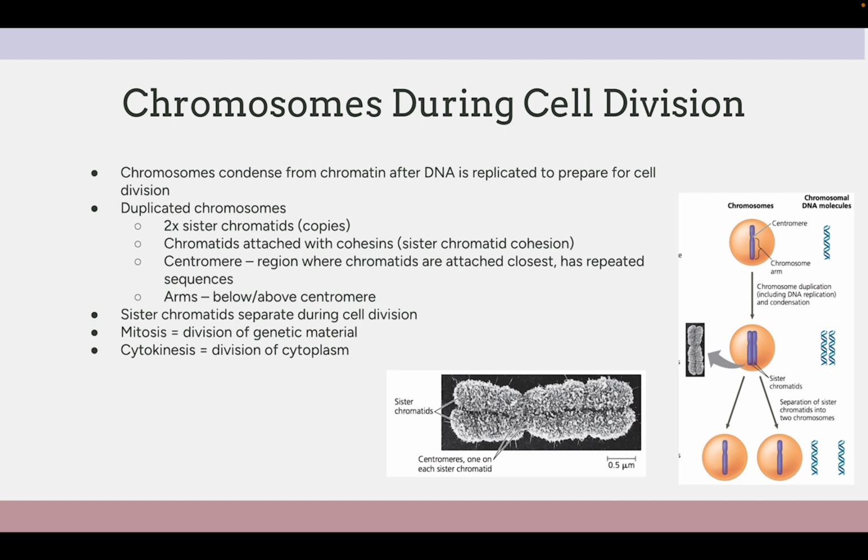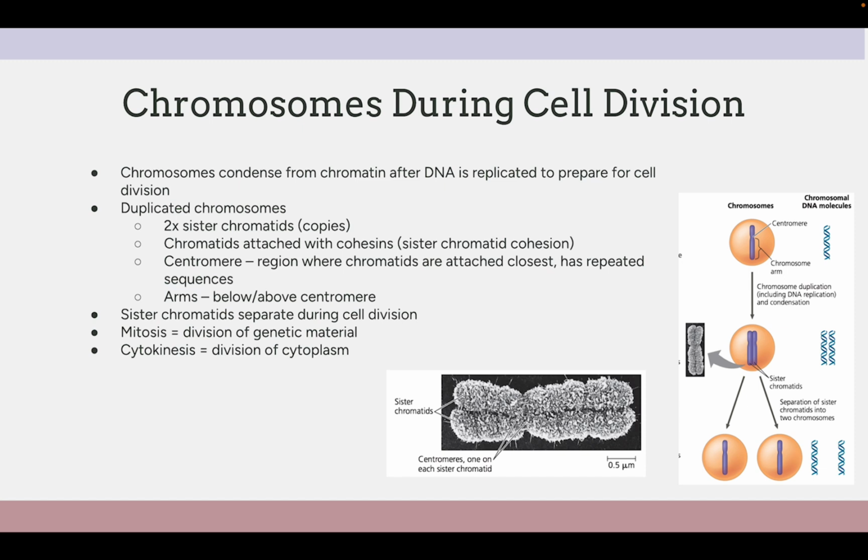All right, so now let's look at chromosomes during cell division. So, like we said, chromosomes condense from chromatin. And this happens after the DNA in a cell is replicated to prepare for cell division. And this is something important to note. When you're dividing a cell and you expect equal cells at the end that match the parent cell, then we're going to have to replicate the DNA, right? So each daughter cell, which is what we call the two resultant cells, has to have the same amount of DNA.